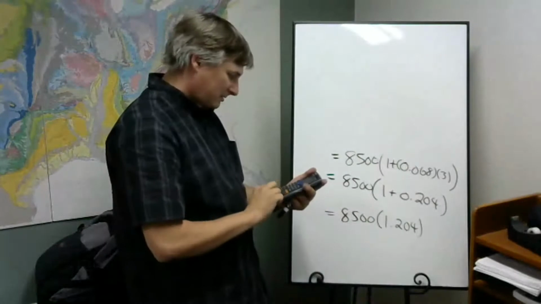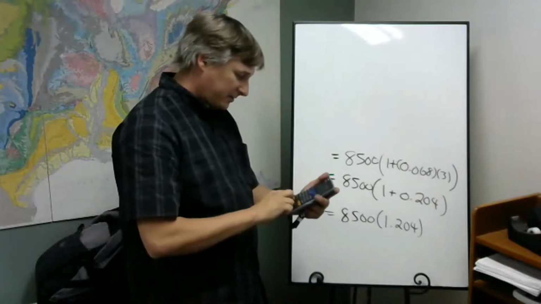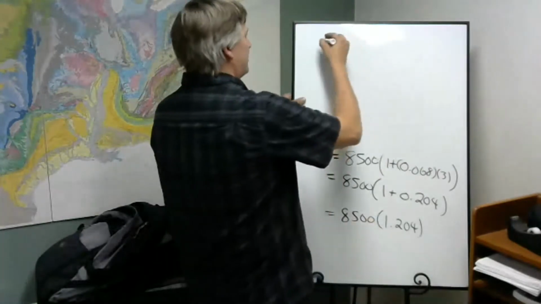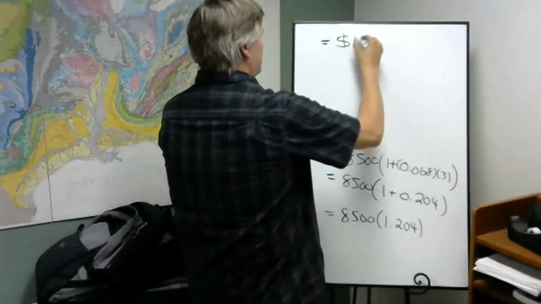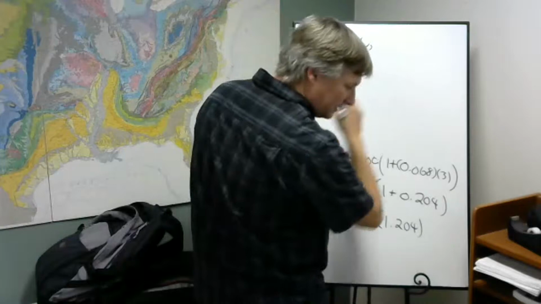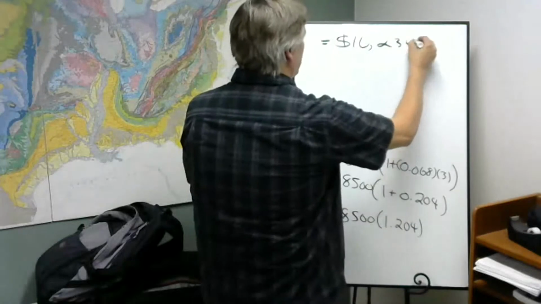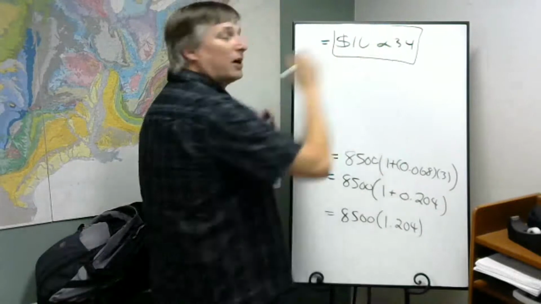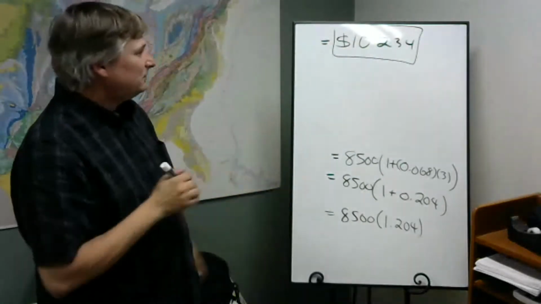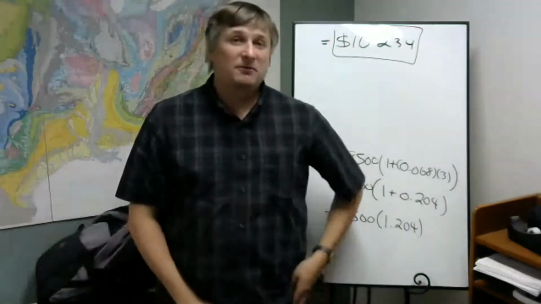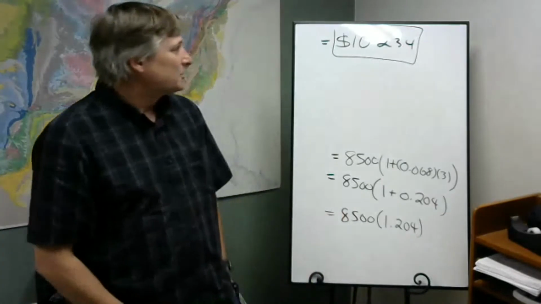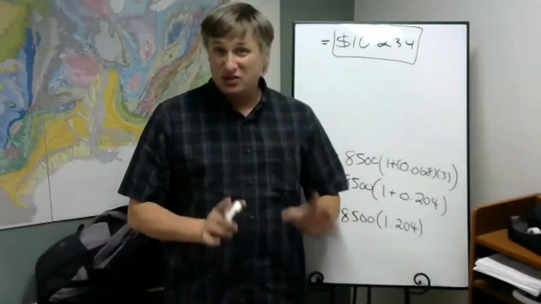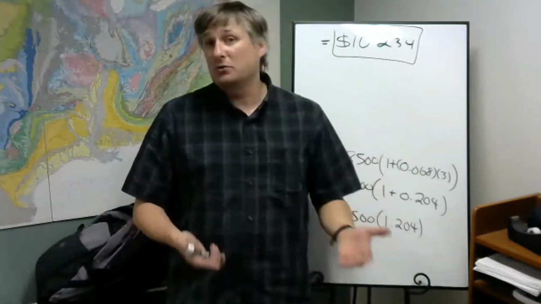Multiply by 8,500, we're going to get 10,234 exactly. And of course, in WebAssign, you don't put a comma in there. So that's going to be your final answer. This includes what you've borrowed plus the interest. It's not just the interest. This also includes what you've borrowed.